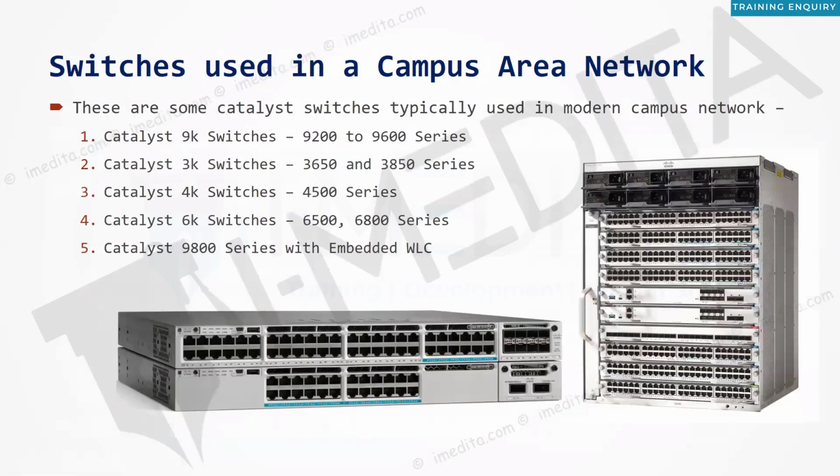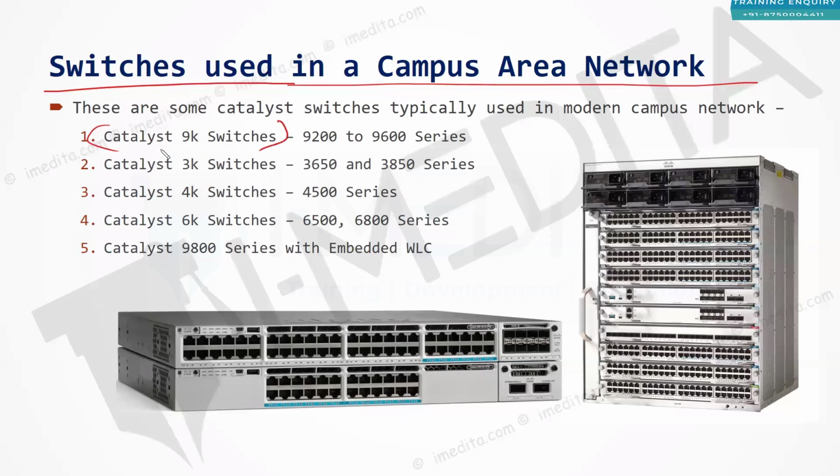The next is, if you look at the campus area network, the switches that can be used in a campus area network. Obviously, as I told you, we have got a brand new 9K series of switches, and that's what we should be using: 9200, 9300, 9400, 9500, 9600 series of switches. But then, as I told you, in early days, we used to have 3K series of switches like 3650, 3850. Those switches are still available. I'll have to double check whether Cisco has made them end of sale. If Cisco has declared them as end of sale, then we can't buy them, but I'll have to get it confirmed. Then Catalyst 4K series like 4500 series, like 4503, 4507, 4510, like that.